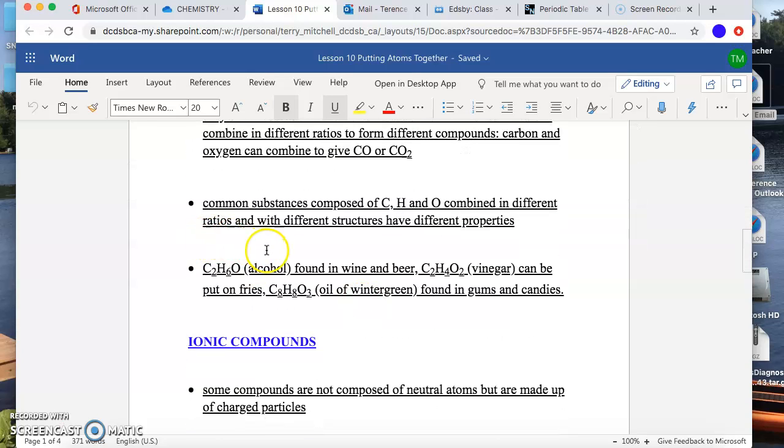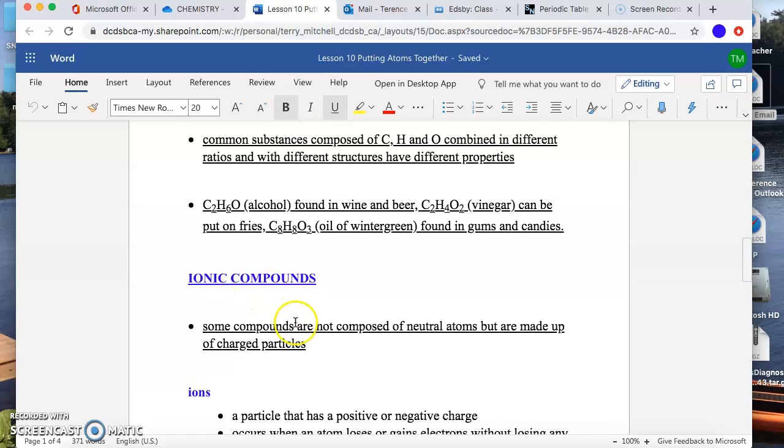And so here's a couple of examples. C2H6O, alcohol. Same atom types, but in a different ratio, we get vinegar. And same atom types again, only a different ratio, we get oil of wintergreen. It's a flavoring that we use in gum.